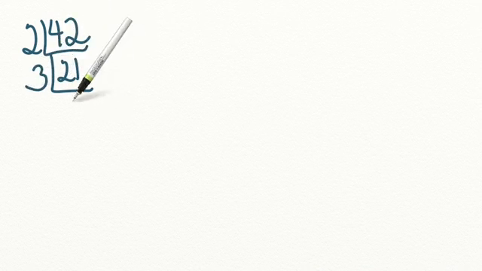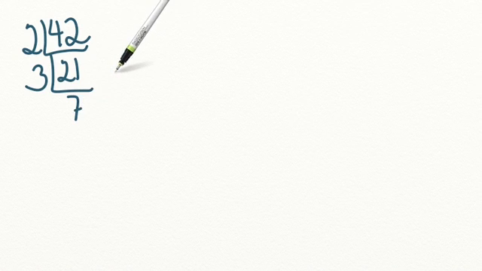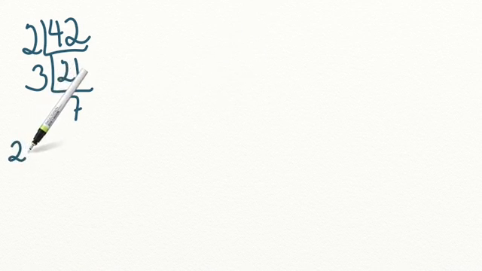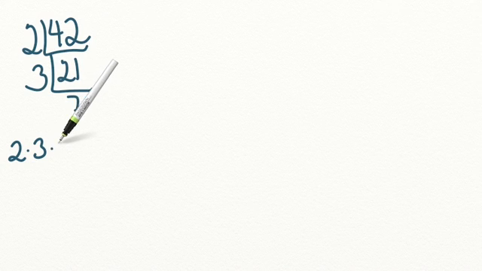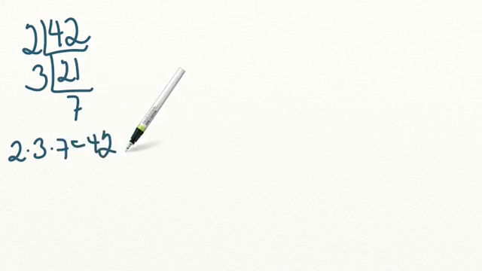21 divided by 3 equals 7. Since 7 is a prime number, we have now listed all of our prime factors for the number 42. So let's put these into an equation. 2 times 3 times 7 equals 42.